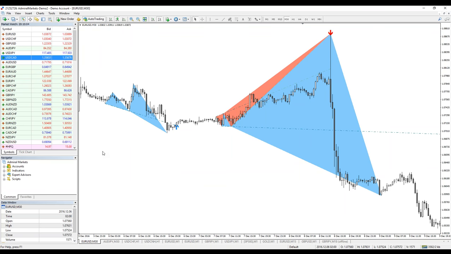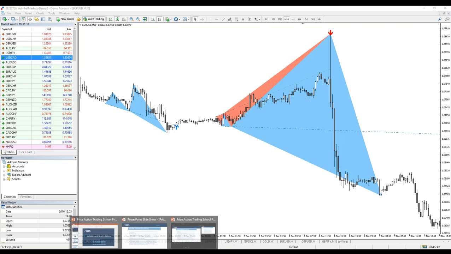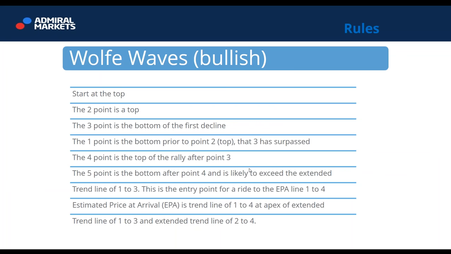So for starters, you should practice on dollar pairs and yen pairs. Practice on euro dollar, dollar yen, pound dollar, pound yen, Australian dollar yen, dollar CAD. But this is price action, so it doesn't matter. You can work with any single pair. But for starters, if you're not sure, go with dollar and yen pairs.